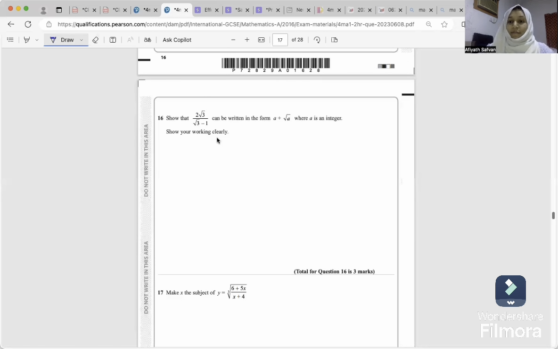Next problem, it's from the surds. Okay, surds you will see only in the Edexcel until 2024, but in 2025 syllabus you will find in CIE IGCSE as well as in the IGCSE Edexcel paper.